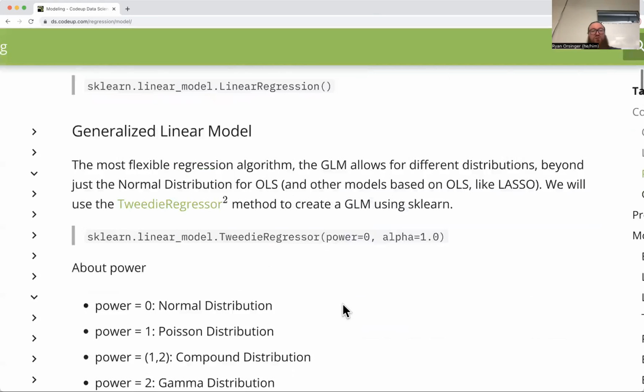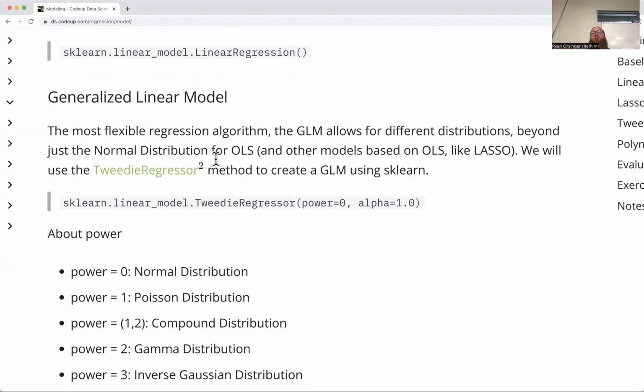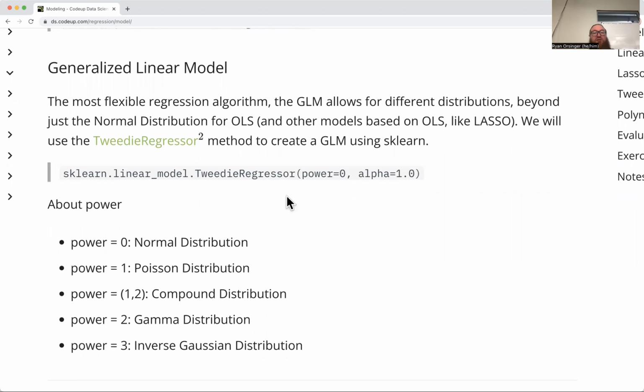I'm going to introduce you all to one more model, and that is the Tweedie regressor. To my knowledge, no relation to the cartoon character Tweety. But this is our most flexible algorithm, and depending on the power argument, this will allow us to work with normal distributions, Poisson distributions, compound distributions, gammas, inverse Gaussians, a bunch of pretty wild and crazy distributions, things you haven't seen yet, so don't freak out.